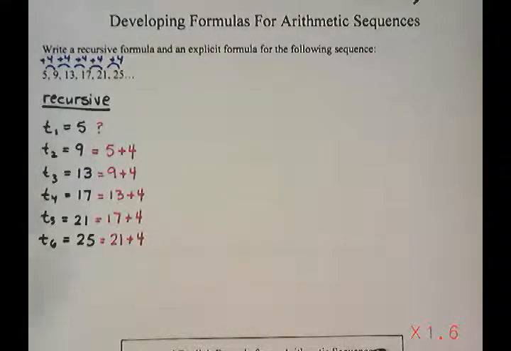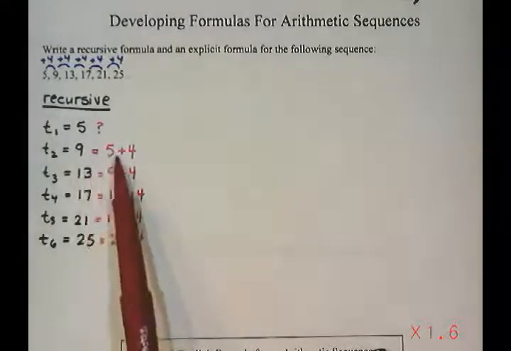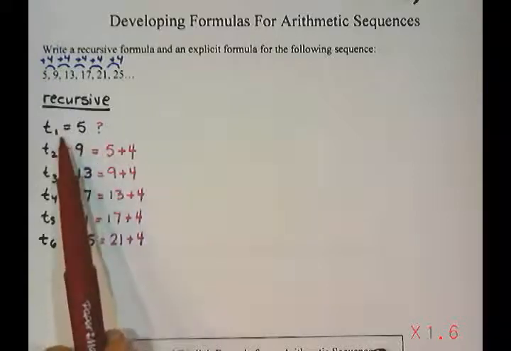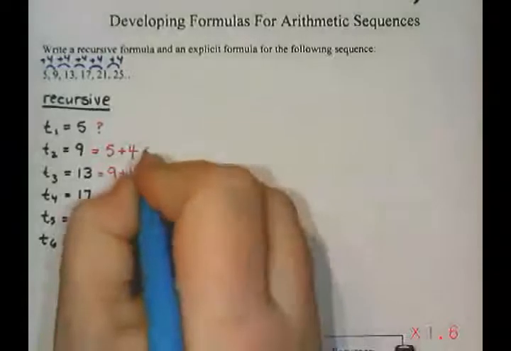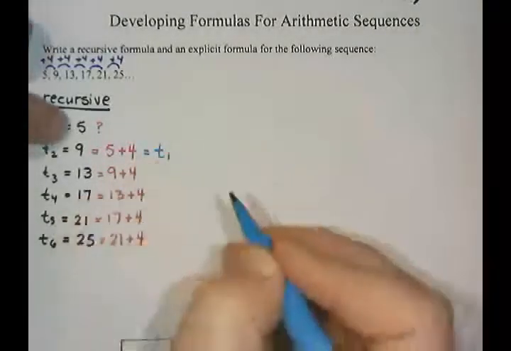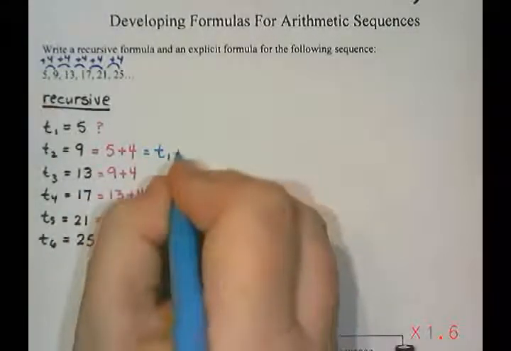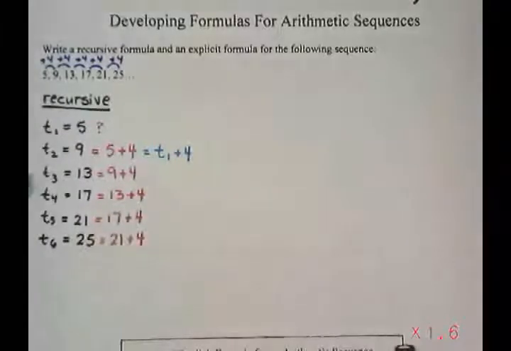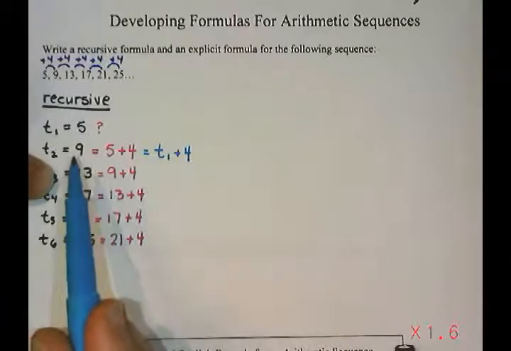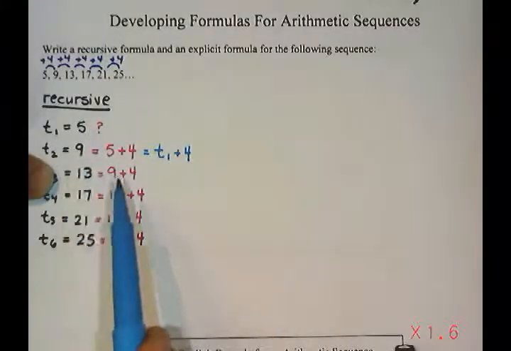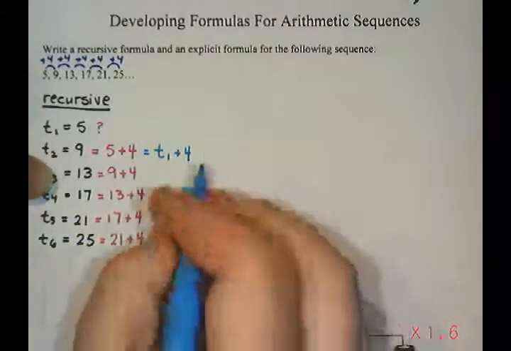Now, if I take a look at term 2, this 5 is really term 1. So I can say that this is the same thing as term 1, which is 5, plus 4. Okay, for the next one, for term 3, 9 is really term 2. So it's term 2 plus 4.